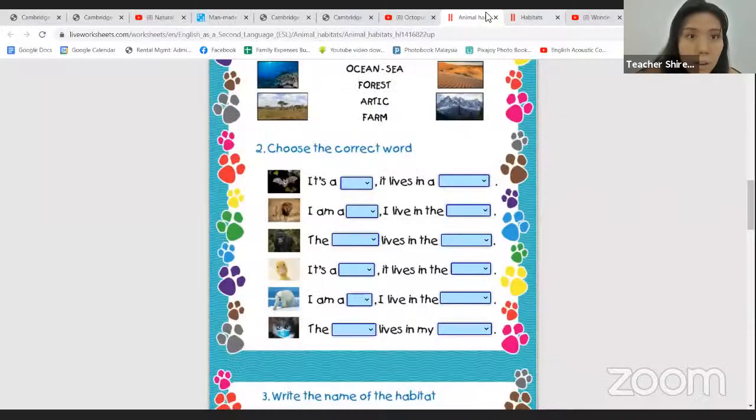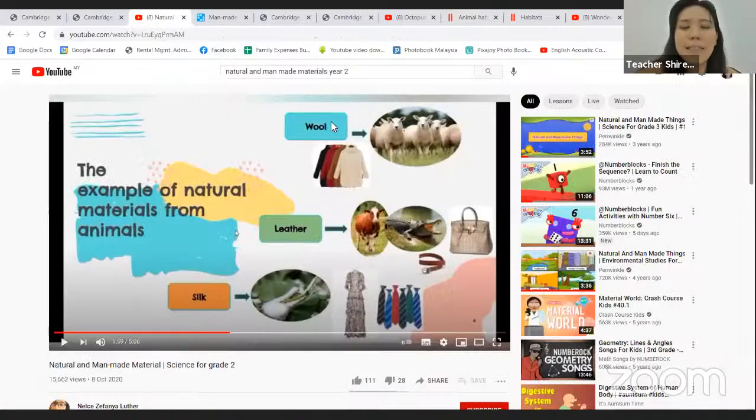Okay, so we have learned about this. Let me share the video with you again for a moment. Okay, so now we understand how the wool from a sheep turned into the sweater. So is this natural or not natural? It is natural. The same thing goes for leather. When the cow dies, we take off the skin and it becomes leather.